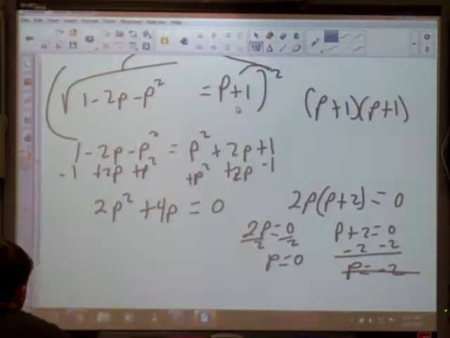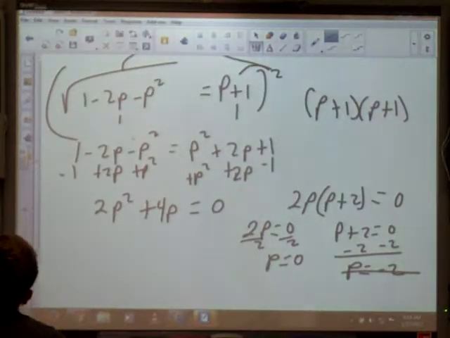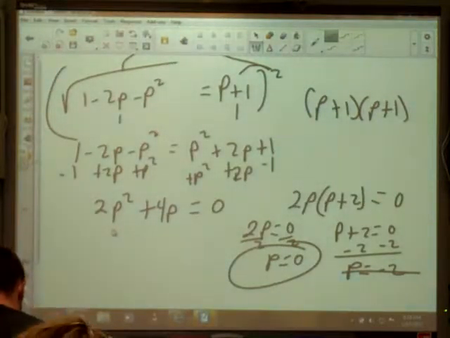0 plus 1 is 1. Did the easy side first. Over here, this is easy too, because 2 times 0 is 0. 0 squared is 0. So I just got 1 minus 0, which is 1. 1 does equal 1, yep. So 0 is your answer.